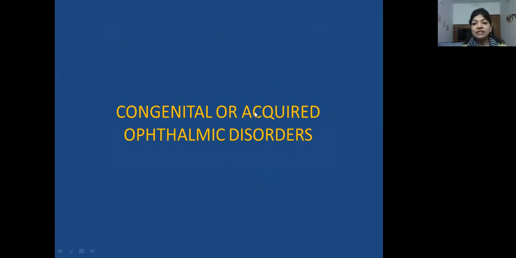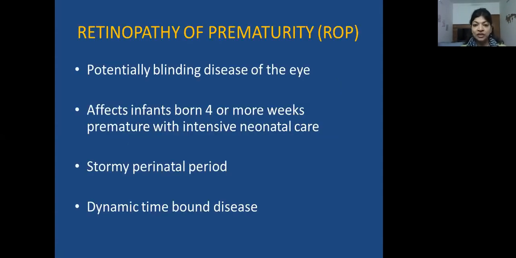So those are some of the congenital malformations which we commonly see in practice. And now going on to some other congenital or acquired ophthalmic disorders in neonates. So I think the most important, if there is one thing you could take home from this talk, I think it's about this condition, that's retinopathy of prematurity.